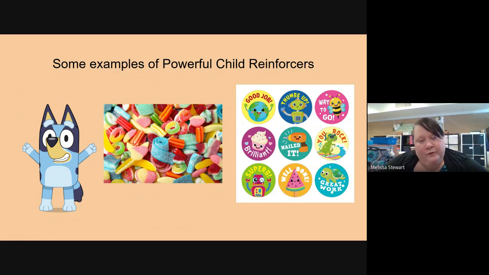I once had a student who could care less about candy or stickers, but they just would love to work for using the broom to sweep the classroom. And that's what he liked to work for. And that was fine. That's something that he chose for himself.